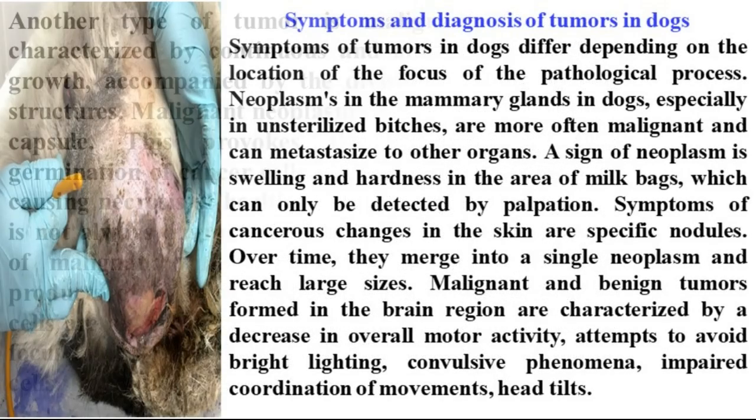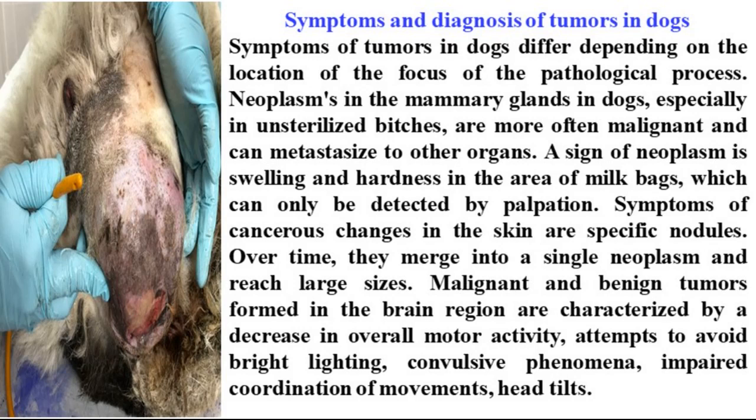Next, symptoms and the diagnosis of tumors in dogs. Symptoms of tumors in dogs differ depending on the location of the focus of the pathological process. Neoplasms in the mammary glands in dogs, especially unsterilized bitches, are more often malignant and can metastasize to other organs. A sign of neoplasm is swelling and hardness in the area of milk bags, which can only be detected by palpation.